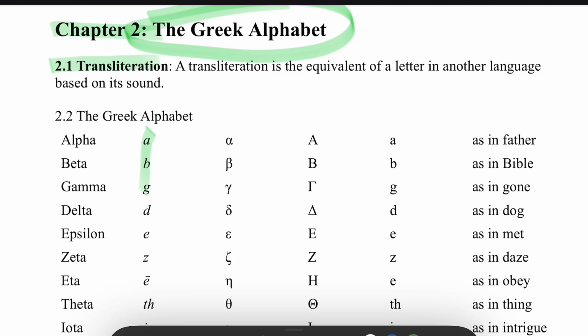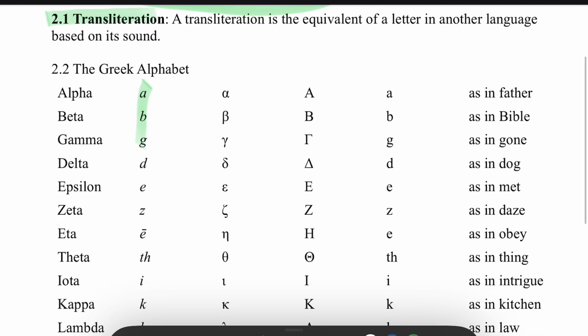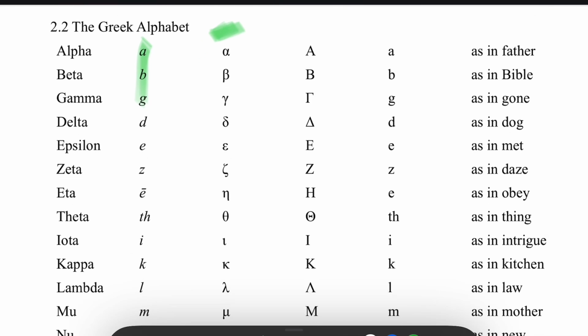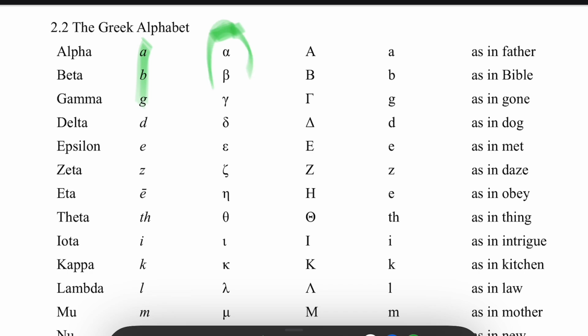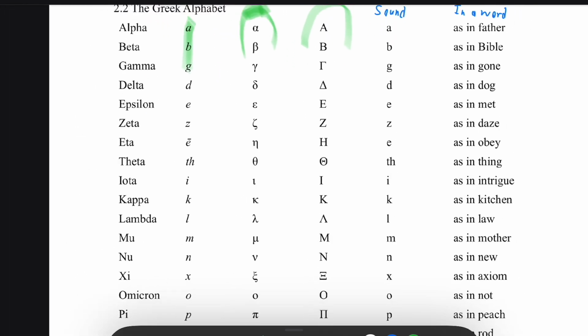The same thing's true when you have an alphabet where you include a transliteration next to the actual alphabet itself. So on the left you have the names of the letters, then we have a transliteration of those letters, and then the column right here is going to be the letters themselves. This is the capital version of those, and then this is going to be the sound of those words, and then sound in a word. All right, so let's go through the alphabet in Greek.